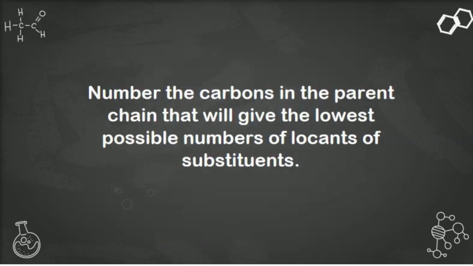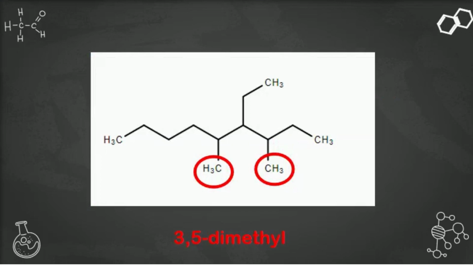Next is number the carbons in the parent chain that will give the lowest possible numbers of locants of substituents. Here, we can identify and start to number this parent chain from right, because we have 1, 2, 3, 4, 5, 6, 7, 8, 9. Because if we count from the right, it will give the lowest possible number.